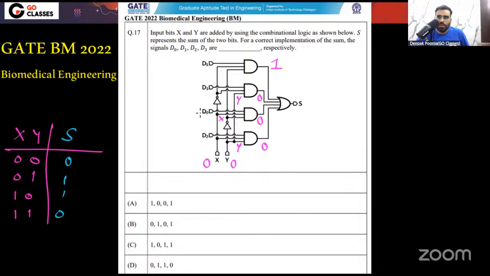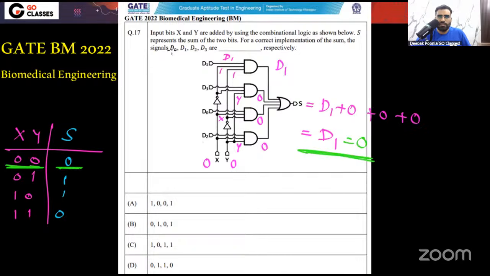When x is 0, y is 0, I will not get 1 actually, I will get d1, because one of the inputs is d1, another input is 1, another input is 1. So it will be d1. And you can see what s will be. S will be equal to d1 or 0 or 0 or 0. That will be d1. And remember, when x and y are 0 0, then output must be 0. So this d1 must be 0. So I can eliminate option B, option D. These two options I can eliminate. I hope you understood. Very simple, right?